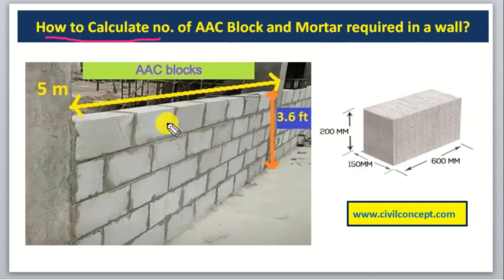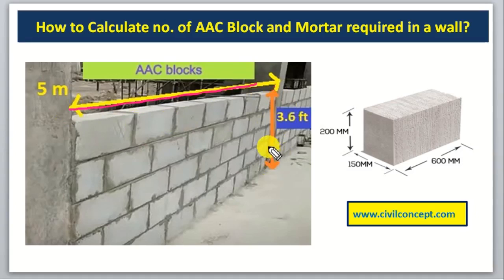Okay, so you have seen bricks like this, blocks like this, and it is a heat resisting brick as well as a lightweight block. So let us see how we will calculate the number of AAC blocks and the mortar required in a wall. Mortar means the mixture of cement and sand. We will see how many blocks and how much cement and sand are required to construct a wall of 5 meter length and 3.6 feet height.